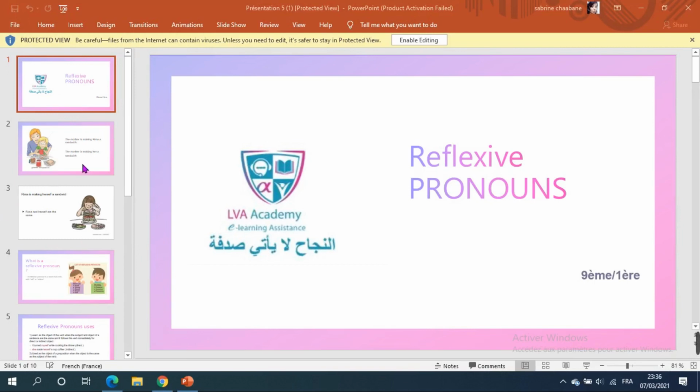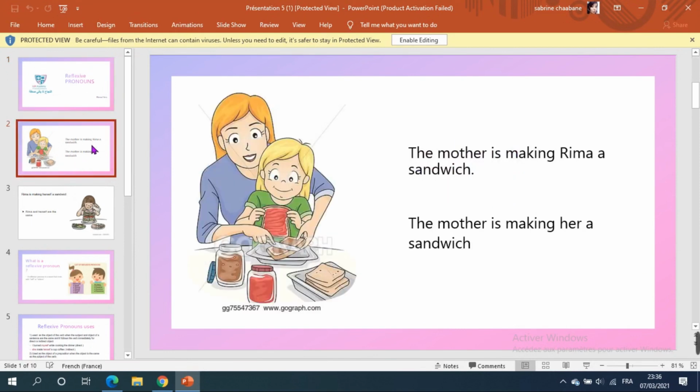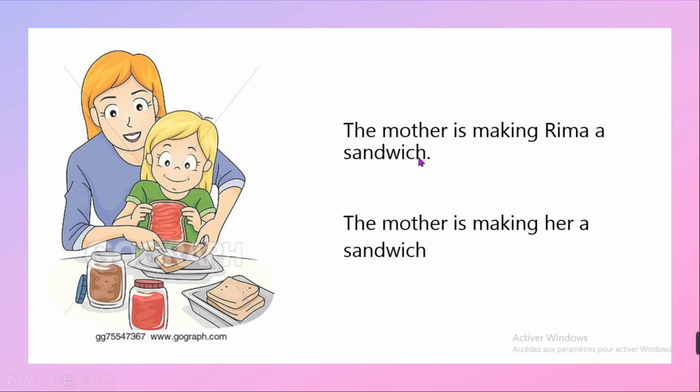So let's begin with an introduction. The mother is making Rima a sandwich. The mother is the subject. Is making Rima what? A sandwich. The sandwich here is the object. We can say it differently. The mother is making her a sandwich. Of course, here, her is replacing Rima. Again, the mother is the subject. The sandwich is the object.